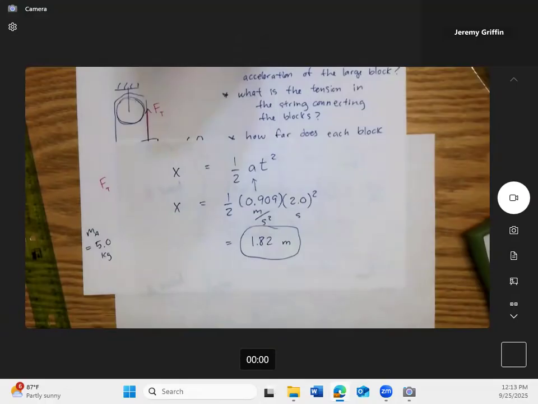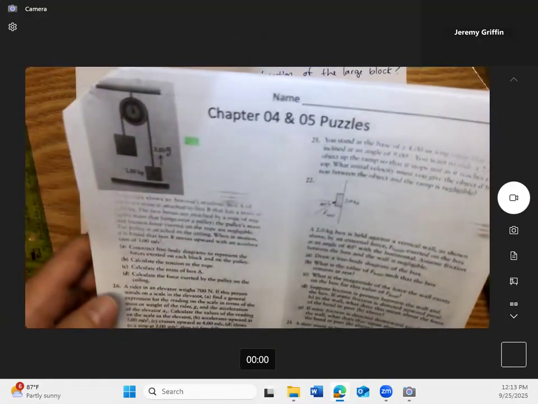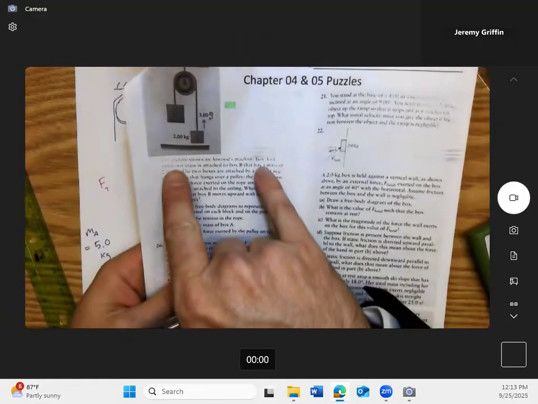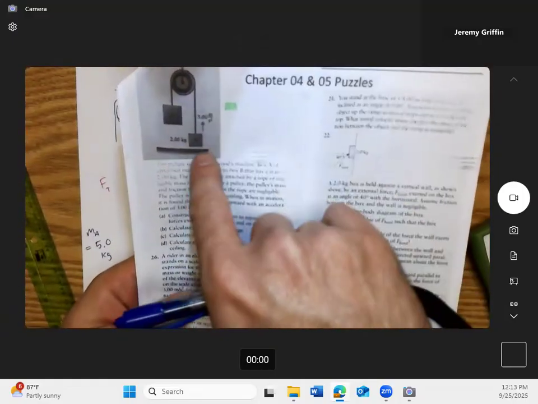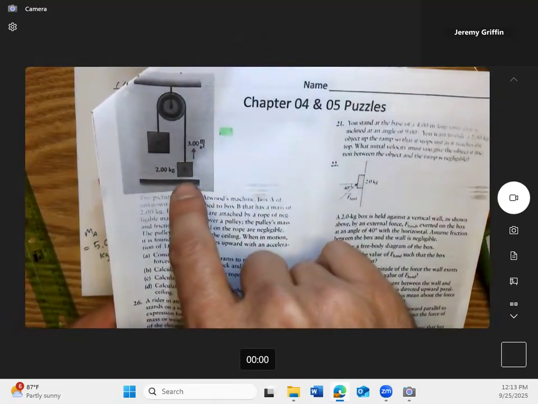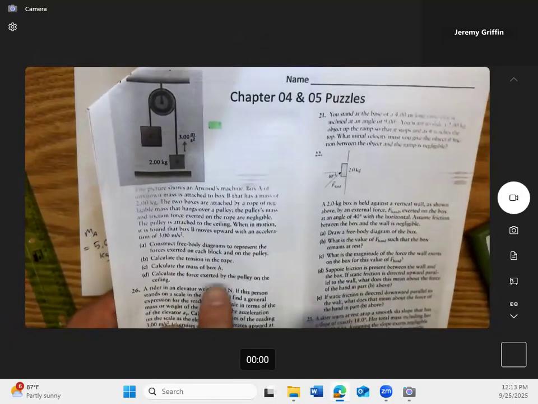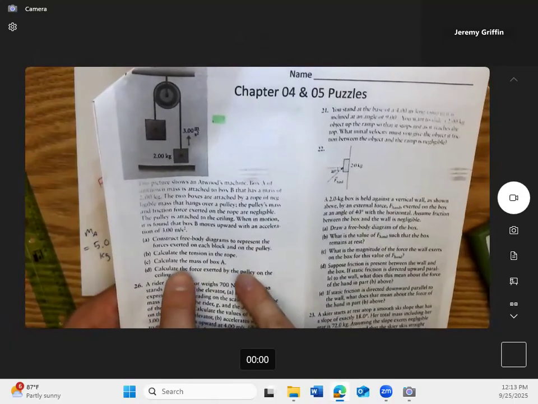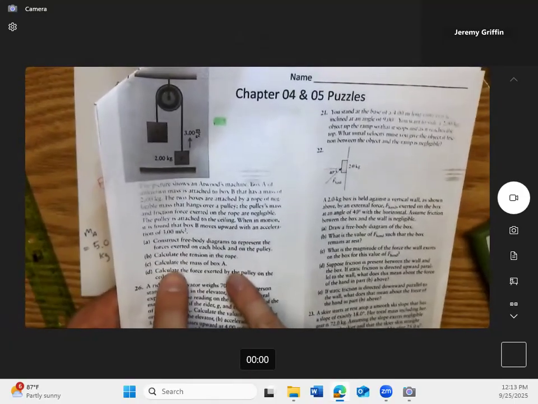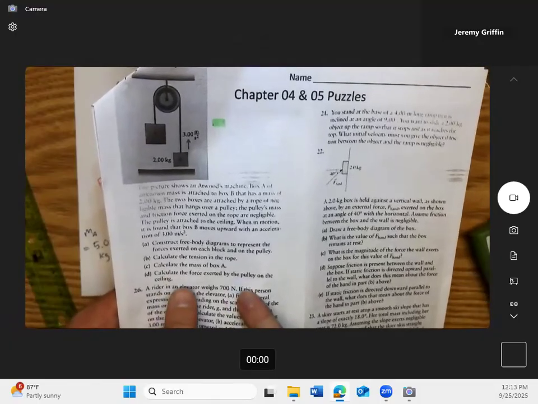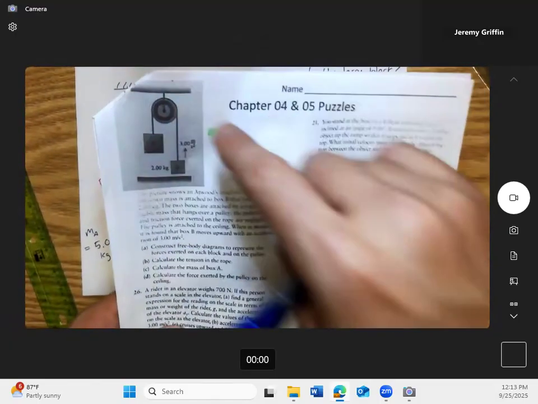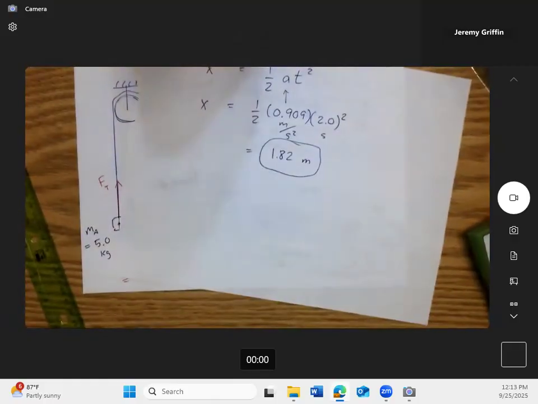Alright, so back to the puzzles. I want to fit in as much of this last one as I can before you guys take off for lunch here. So we're looking at Atwood here. Now, on the book version, they gave you one of the masses, but not the other, and they gave you the resulting acceleration. So they want you to find the tension of the rope, the mass of block A, and also what's this force from the string hanging from the ceiling. So we're going to do all of that.